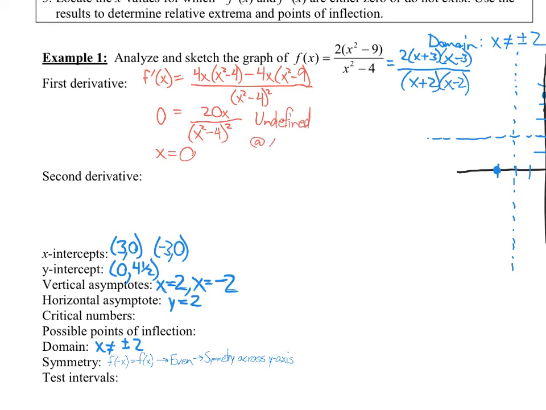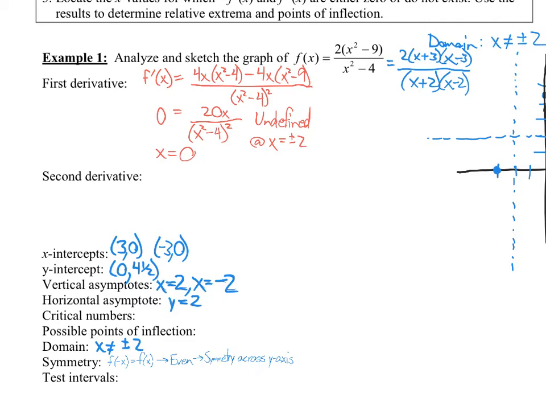Square. It's undefined, it's x squared minus 4 squared. So it's undefined at x equals plus or minus 2, and it's also going to be a critical point. Now, are all those critical points? No, because x can't equal plus or minus 2.